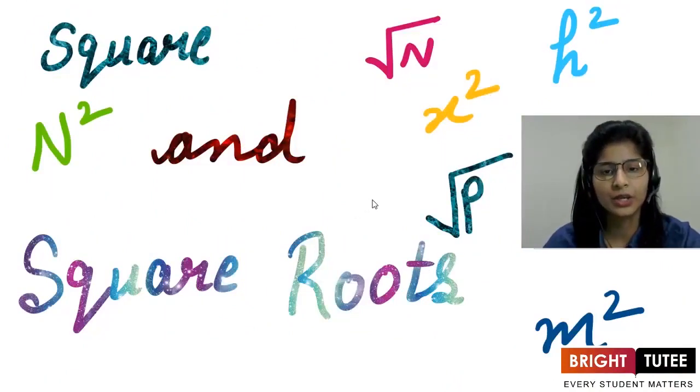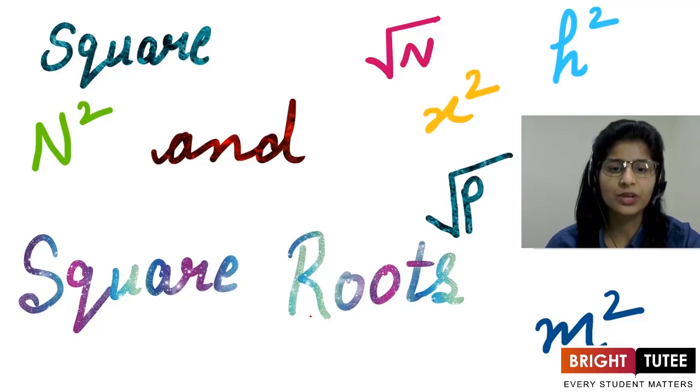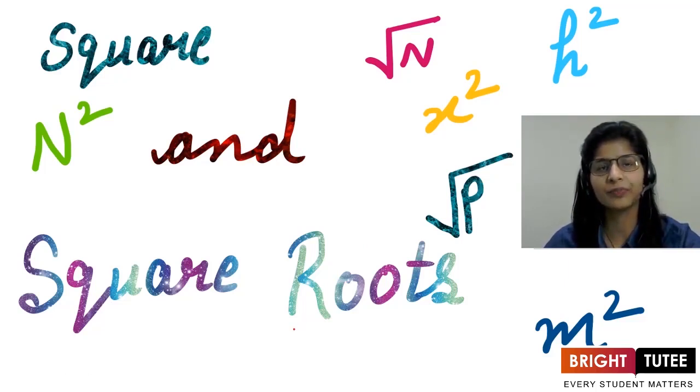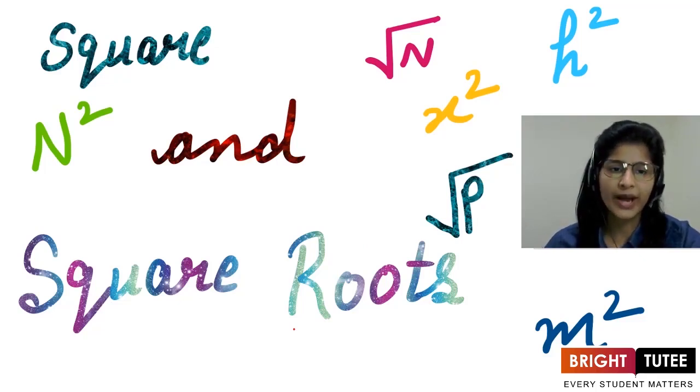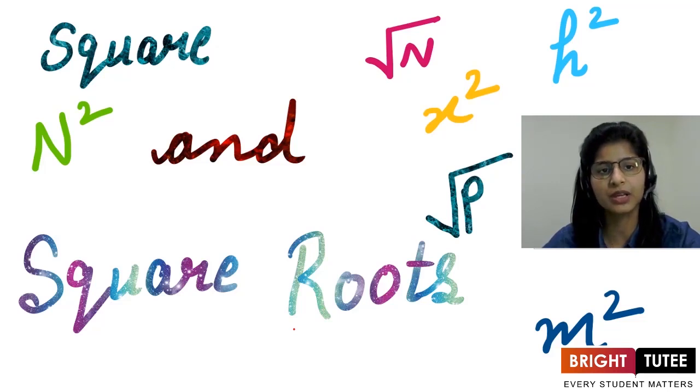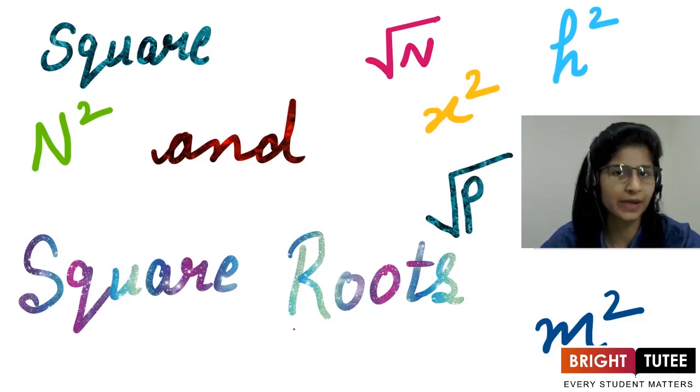Hello everyone. So we'll continue our chapter, squares and square roots. What we are going to discuss now is some more properties. We're going to express the squares in a much simpler form, because finding squares of larger numbers is a bit difficult, and then we are going to observe some other patterns.